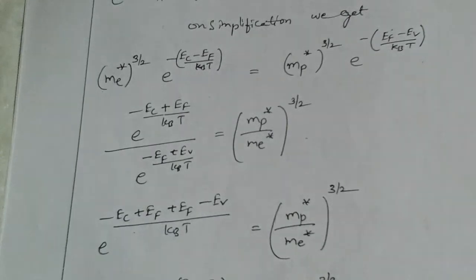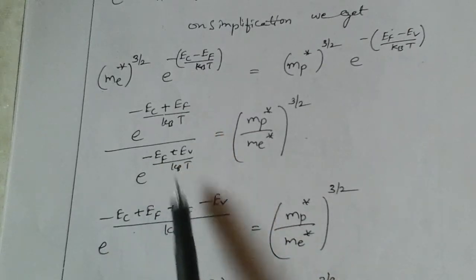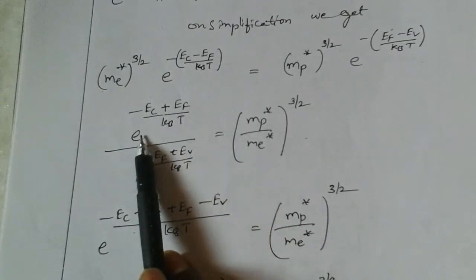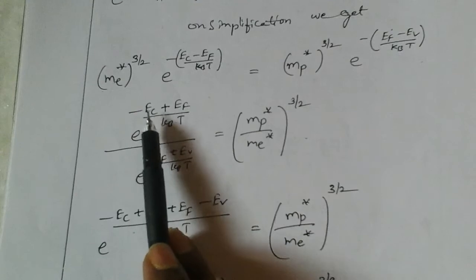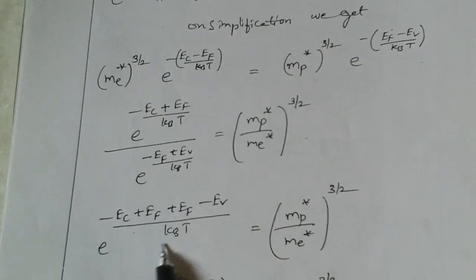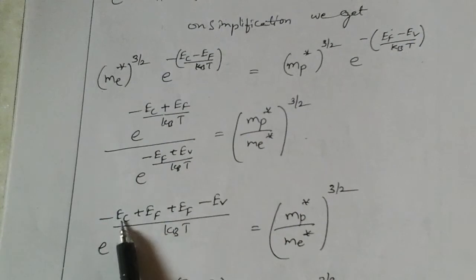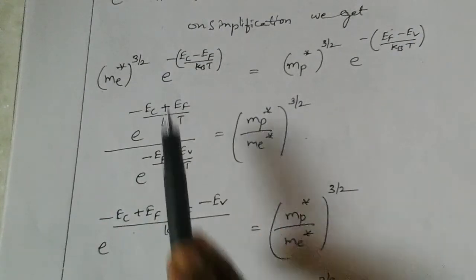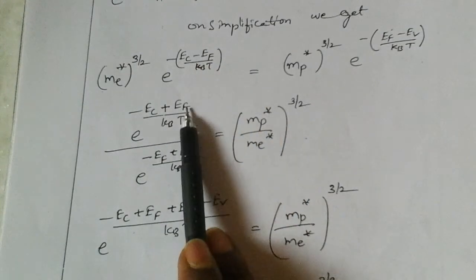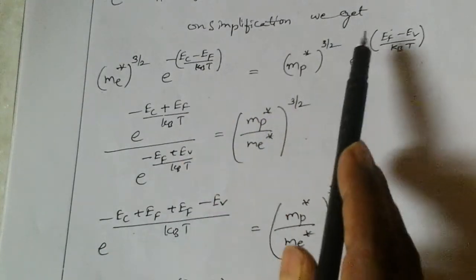Next. Here this value, if you bring it up, the sign changes from plus to minus. It means the denominator you are bringing up as a numerator, and the other value is already in the numerator. So that's why we get e to the power of minus (EC minus EF) by kBT. It's also having kBT, already common. So we get minus EC plus EF here. Here minus is sent inside, that's why we get minus EC plus EF over kBT. Here the minus comes up, then this minus gets cancelled.